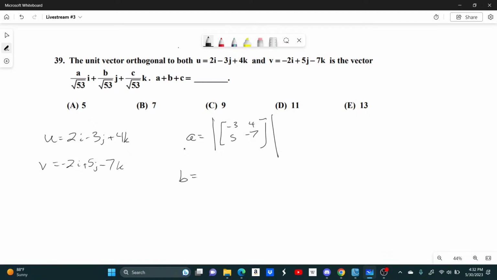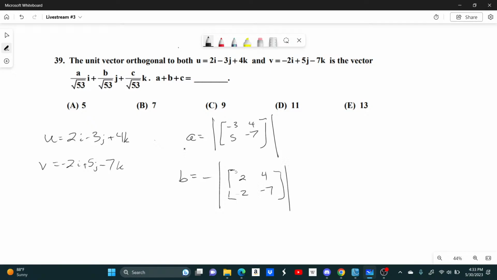And then it's similar for B, except now I'm taking the negative of the determinant. And there is an explanation for this process. It's beyond the scope of this video, but maybe I'll make a video in the future explaining why this is the case. So to find B, now I am ignoring the j's. So I have 2, 4, negative 2, negative 7.